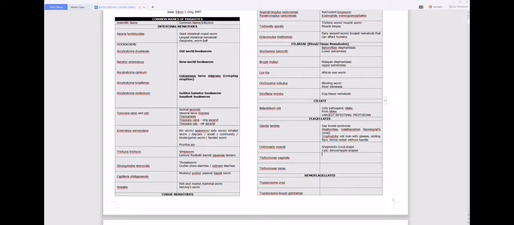Okay? But when you say lemon-shaped egg, lemon-shaped ovum, you say Trichuris trichiura, diba? Pag lemon-shaped cyst, Chilomastix mesnili. Okay, understand? Good. So next is Trichomonas vaginalis.